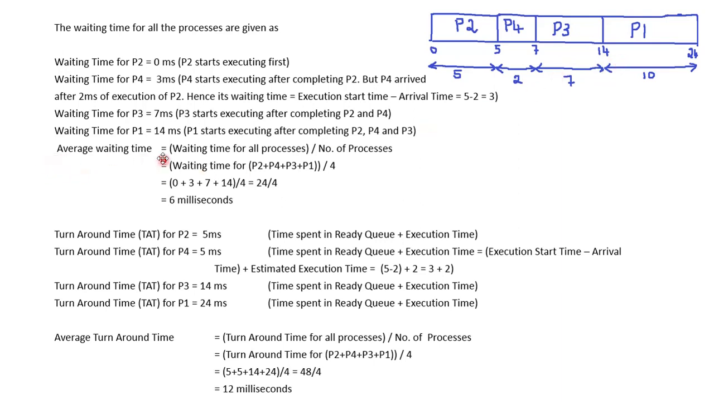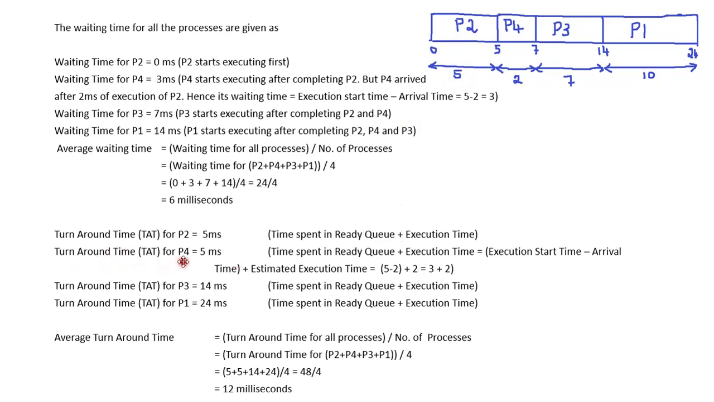Now average waiting time is the sum of waiting times of all these individual processes divided by the number of processes. So that will be 6 milliseconds. Now the turnaround time for each process: turnaround time is equal to time spent in the ready queue plus the execution time. Time spent in the ready queue is nothing but the waiting time of each process. So turnaround time for process P2 is 5 millisecond, that is time spent in the ready queue is 0 plus the execution time of P2 is 5.